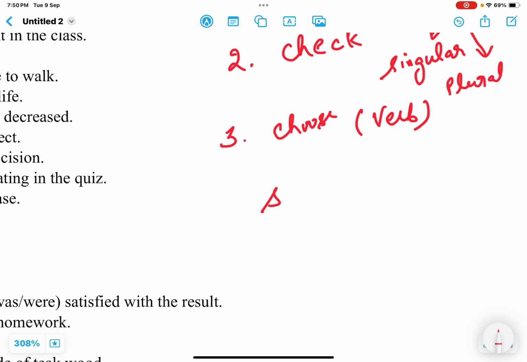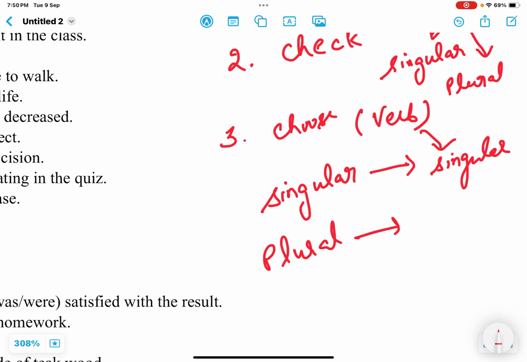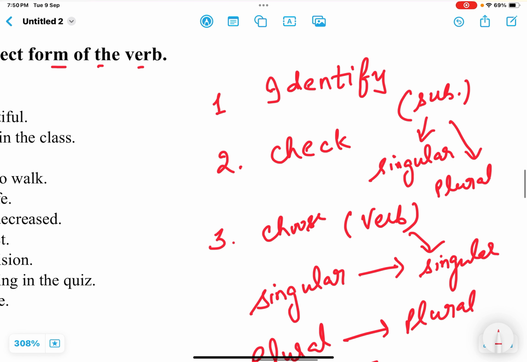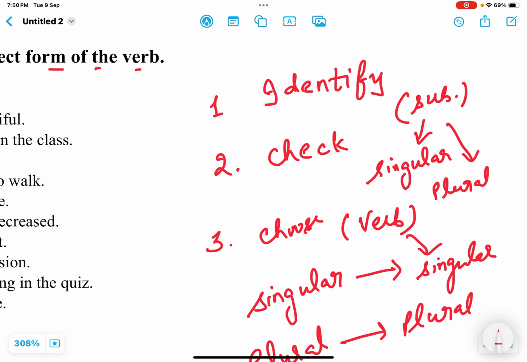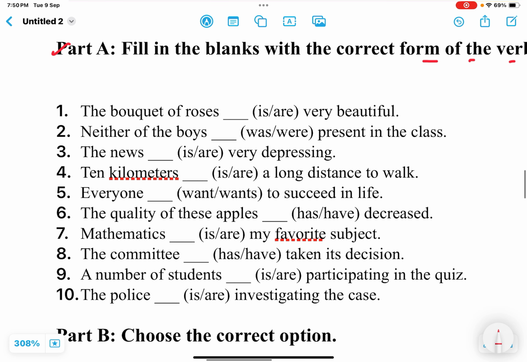Now how it will work? If the subject is singular, the verb will also be singular. And if the subject is plural, then the verb will also be plural. Okay, so this in a nutshell is what subject verb agreement actually is. First of all, we are to identify the subject, then we need to check whether it is singular or plural, and then at the third step we are to choose the verb according to the subject. If the subject is singular, then singular verb. If the subject is plural, then plural verb.